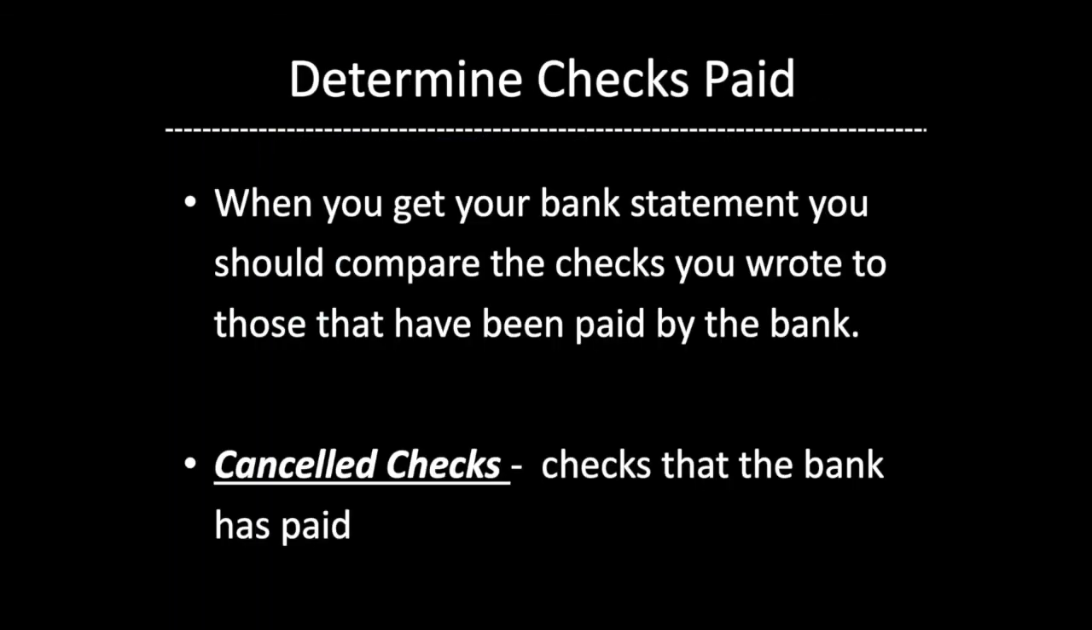When your bank statement arrives, compare the checks you wrote with those that have been paid by the bank. Banks might not return the actual canceled checks that have been paid. Instead, banks can use substitute checks, which are a digital reproduction of the original paper check. In some cases, banks do not return checks or provide substitute checks unless a customer requests them. So a canceled check is one that you've written, it's gotten back to the bank, and the bank has paid whatever business you wrote the check for.